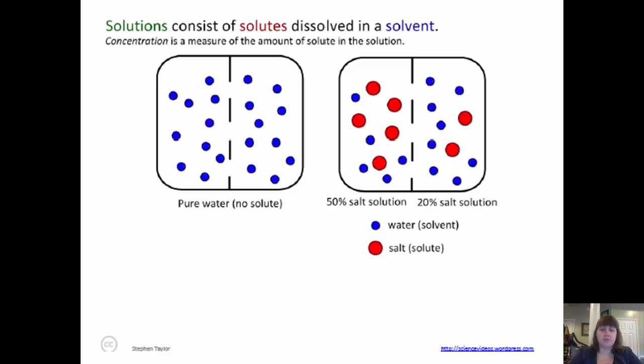So here you have two images, one pure water where there's no solute, so you can see just the blue molecules, and the other one has a salt solution with different concentrations on each side. You have 50% salt solution on the left and 20% on the right.